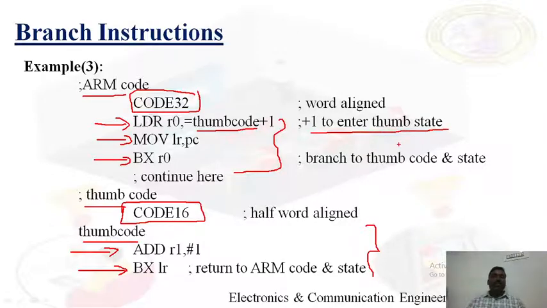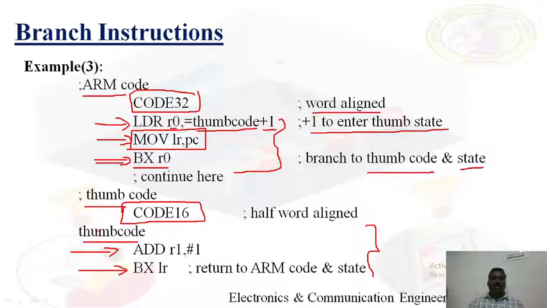Plus 1 is used to enter into the Thumb state, because all the code here is word aligned, so the LSB is always 0. The last bit is always 0 for any code. In order to make it 1, we have to add 1 here. Then we are copying the return address, that is PC, the address of this instruction, to the LR register. Then BX R0. Assume that R0 contains thumbcode plus 1, branch to Thumb code and state.